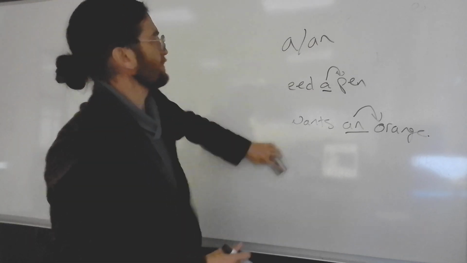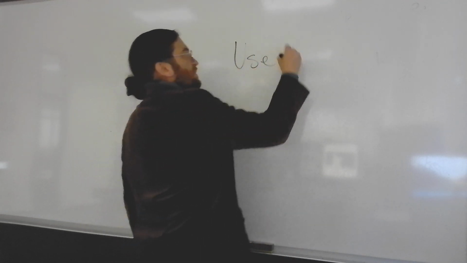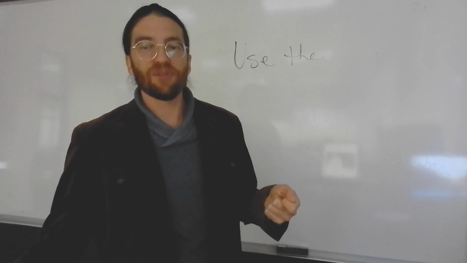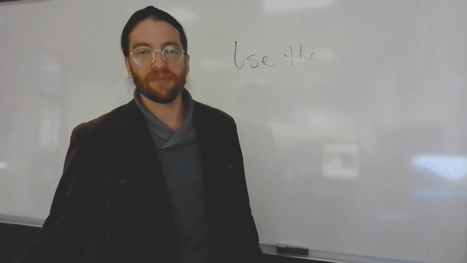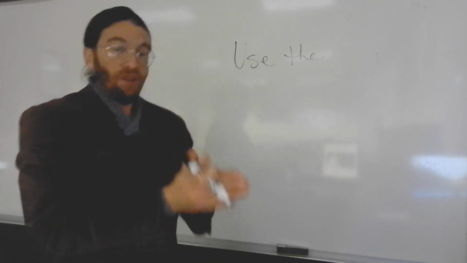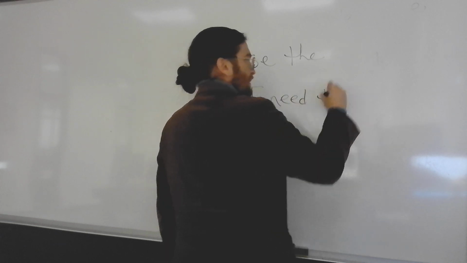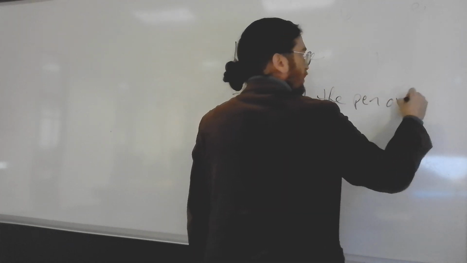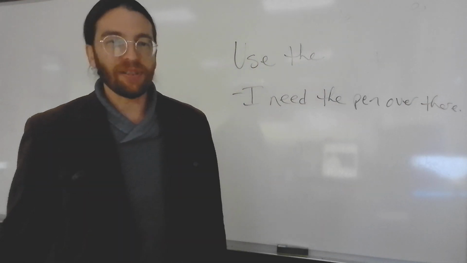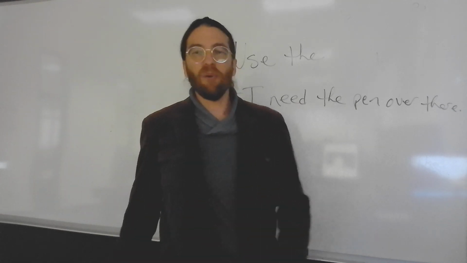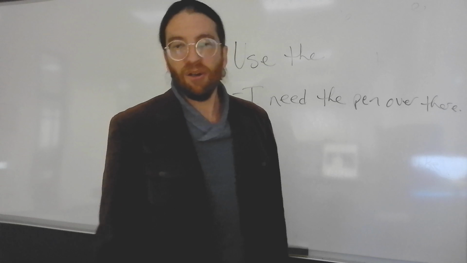But what about the? We use the for specific nouns. For example, I need the pen over there. I need that pen. I'm talking about a very specific pen. Maybe it's a red pen. I want the red pen over there.